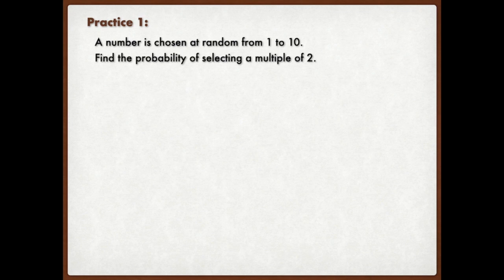Okay, I'm going to have you guys do this on your own. A number is chosen at random from 1 to 10. Find the probability of selecting a multiple of 2. Okay, so the first thing you can do is deduce what are the possible outcomes. That's the denominator. Okay, the possible outcomes would be what? That's correct. A total of 10 numbers. And what would be the successes? Multiples of 2. 2, 4, 6, 8, 10. And when I count those up, I have a total of 5 numbers. 2, 4, 6, 8, 10 out of 10 total.